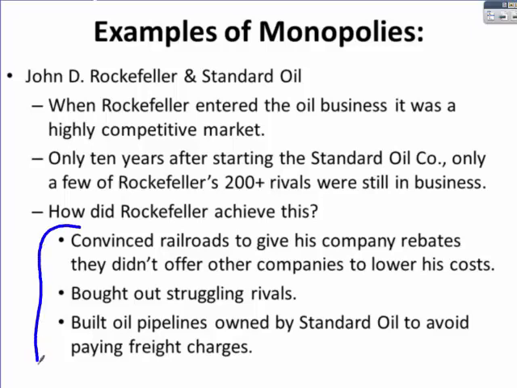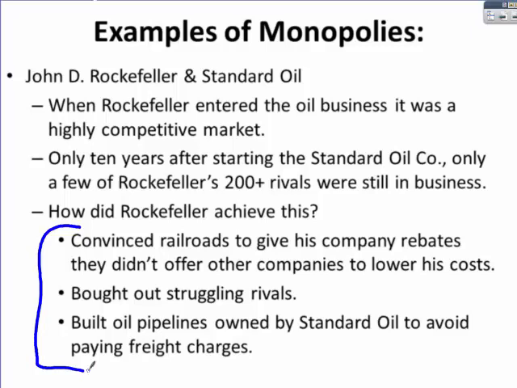There's a few things. First, he convinces railroads to give his company rebates. And if they give him rebates, he can ship his oil cheaper than his competitors. Over time, his competitors will begin struggling because people are buying his cheaper oil rather than theirs. So he buys out his struggling rivals.